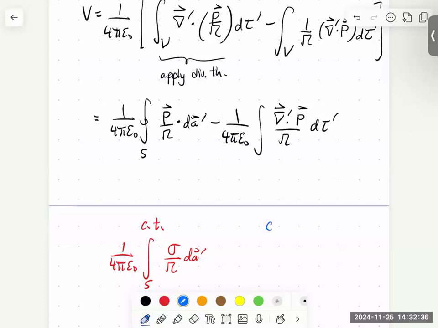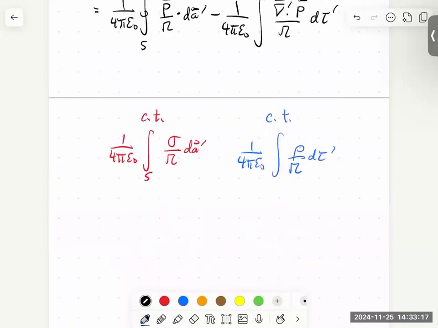And then let's look at this one over here. We want to compare that one to 1 over 4 pi epsilon naught, where we had a charge per unit volume divided by script r d tau prime. And so what we're going to do is associate this divergence of the polarization, with the minus sign, as a charge density. And then all of the apparatus that we used for calculating, say, electric fields from surface charges or volume charges can then be applied to these polarized objects.